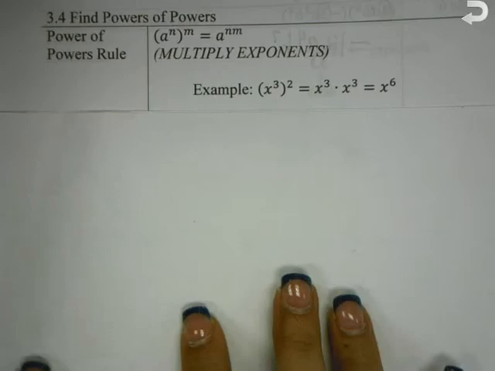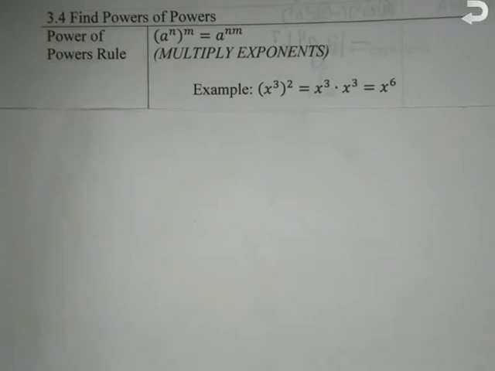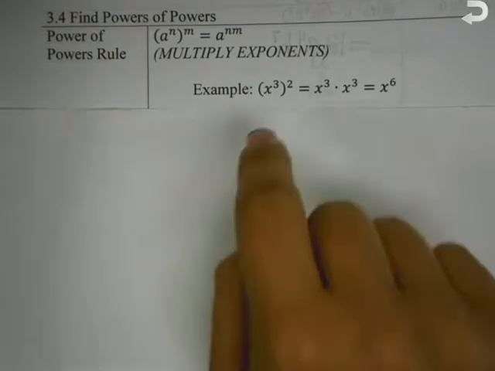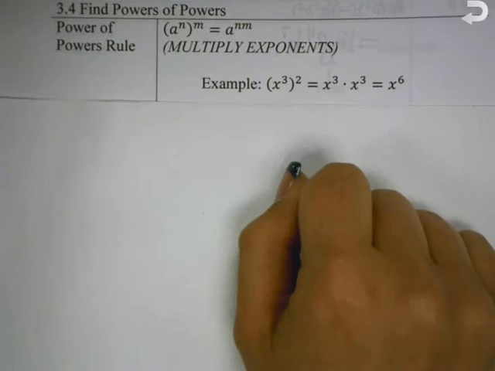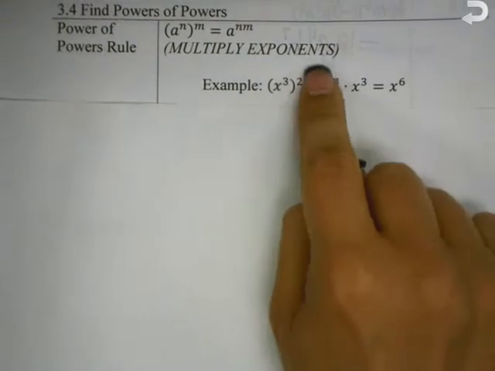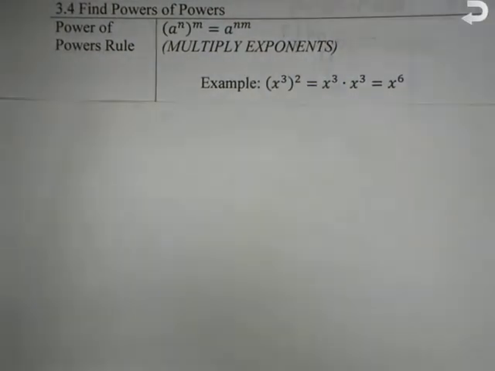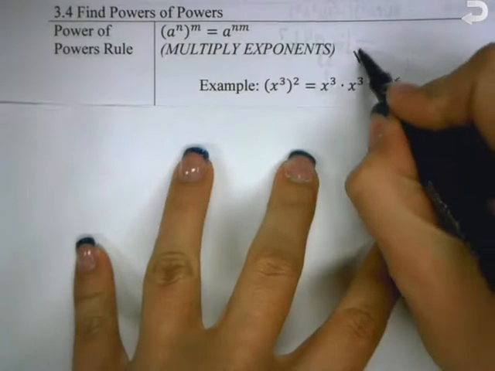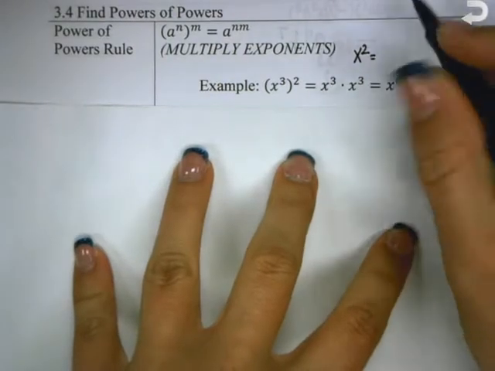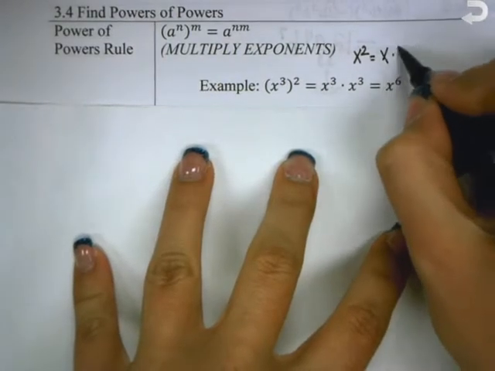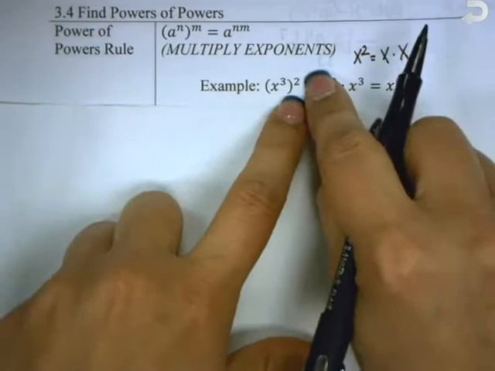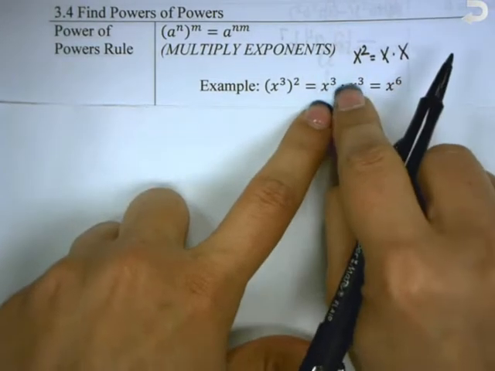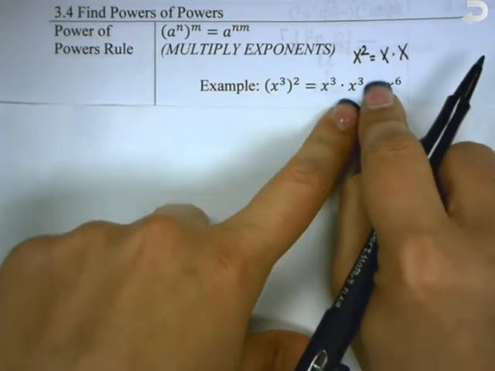Okay? For example, x to the third squared. Okay, x to the third squared. Anything squared, right? What's x squared? X squared equals x times x. So x to the third squared would be x to the third times x to the third. Is everybody okay with that?